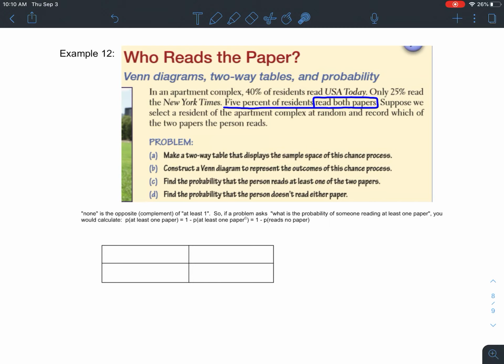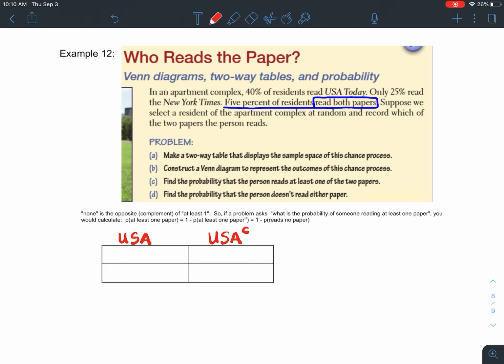It's titled Who Reads the Paper? And it says here that in an apartment complex, 40% of the residents read the USA Today, but only 25% read the New York Times. 5% of the residents actually read both of these papers. Let's suppose that we select a resident of the apartment complex at random and we record which of the two papers that person reads. Okay, so part A says make a two-way table that displays the sample space of this chance process.